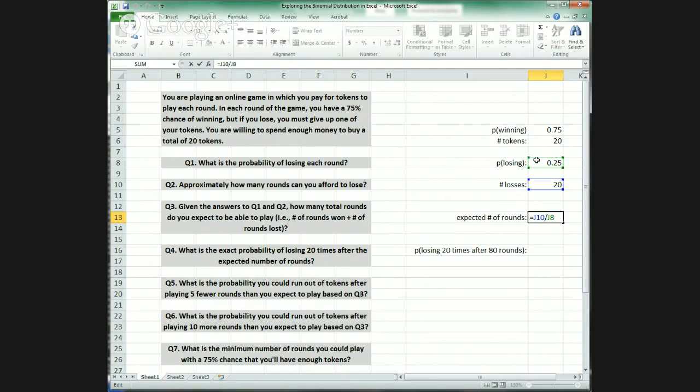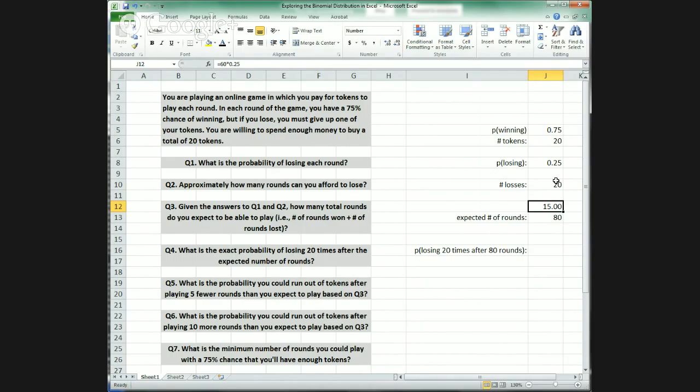If I'm losing 25% of the time, you can also work backwards here and guess the number of rounds that you can expect. So if I guess that we could play 60 rounds, if I multiply 60 by the probability of losing, 0.25, I get 15 losses. So if I play only 60 rounds, I'm going to lose less often on average than I expect to be able to lose.